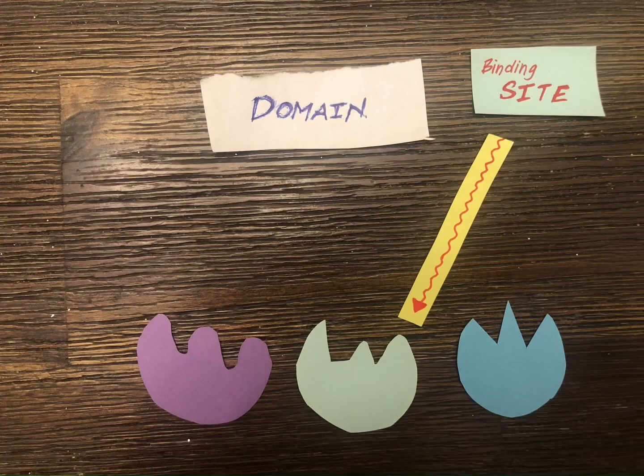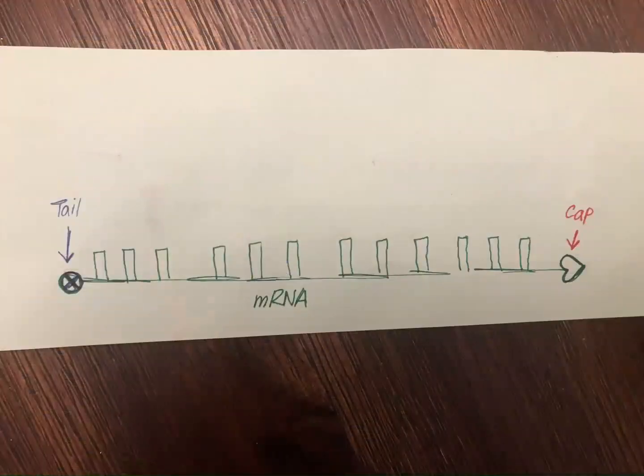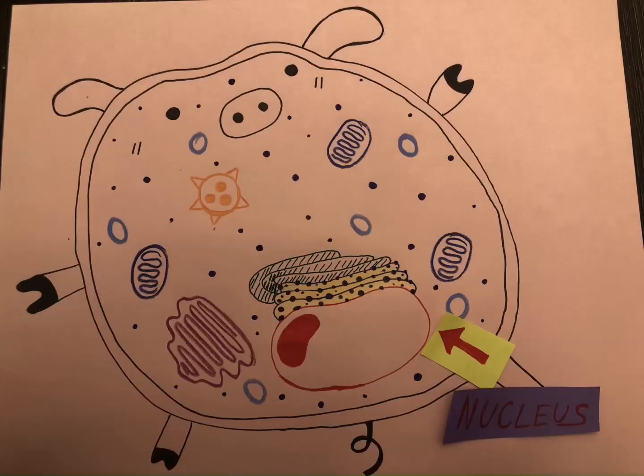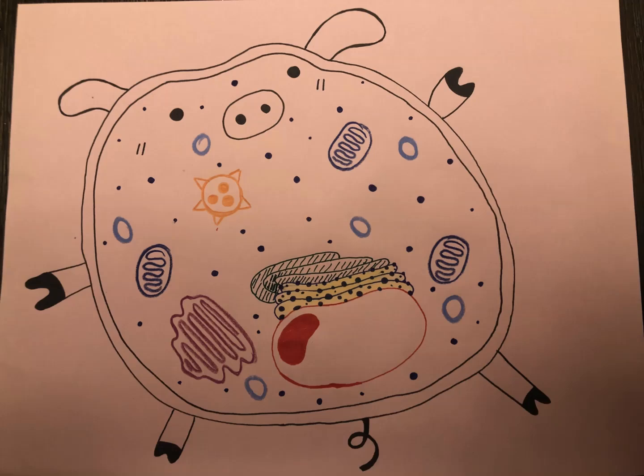Similar to the binding sites being changed here, being able to bind to different substrates from the original enzyme and change the domain of this enzyme. Now that the mRNA has been fully modified, it can move on to the next step of protein synthesis by escaping through the nucleus's nuclear pores and into the cytoplasm. Moving on to the third step of protein synthesis, translation.